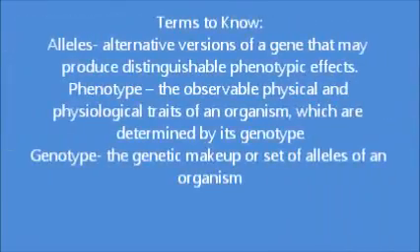Here are some terms to know. Alleles. Alleles are the alternate versions of a gene that may produce distinguishable phenotypic effects. A phenotype. It is the observable physical and physiological traits of an organism, which are determined by its genotype. A genotype is the genetic makeup or set of alleles of an organism.